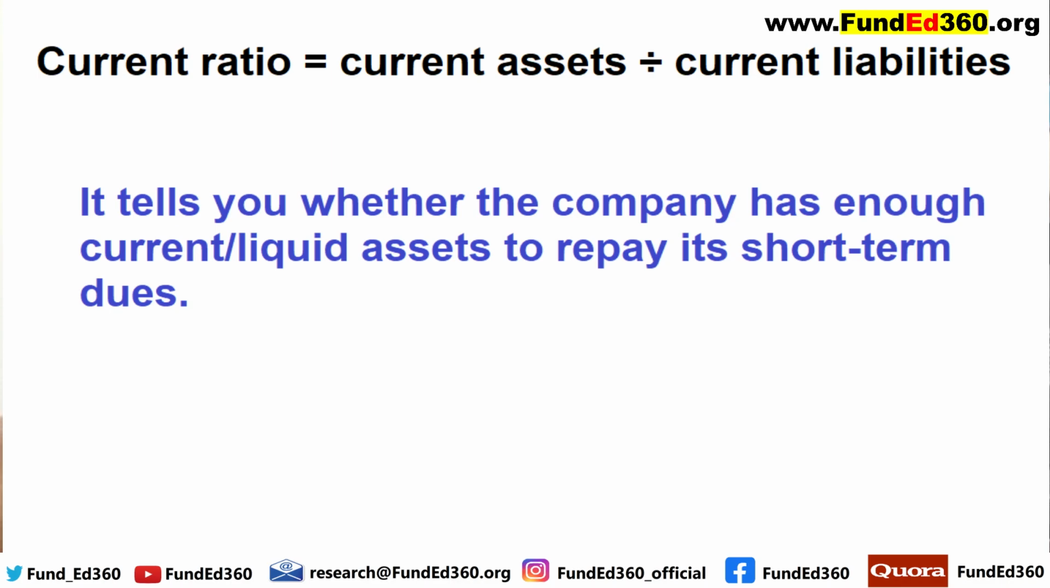The current ratio is basically the liquidity ratio that measures the company's ability to pay off its short-term debts and obligations, which are typically due within 1 year or so. That's why it's called the current ratio. It tells you whether the company has enough current assets or liquid assets to repay the short-term dues. Mathematically, we can say that the current ratio is the ratio of current assets to current liabilities.